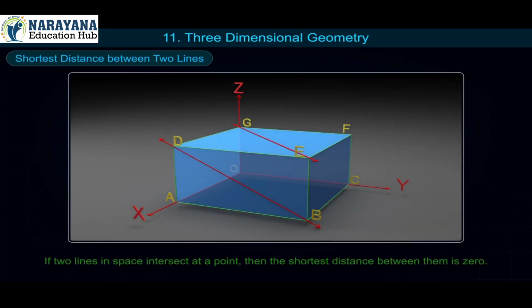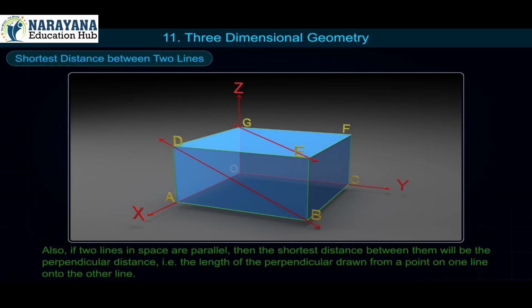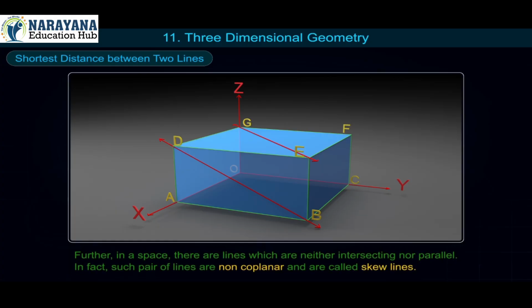If two lines in space intersect at a point, then the shortest distance between them is 0. Also, if two lines in space are parallel, then the shortest distance between them will be the perpendicular distance, that is, the length of the perpendicular drawn from a point on one line onto the other line. Further, in space, there are lines which are neither intersecting nor parallel. In fact, such pairs of lines are non-coplanar and are called skew lines.